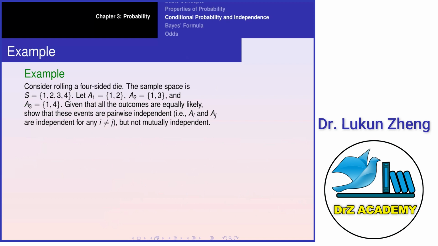Now let's consider another example. Consider rolling a 4-sided die. The sample space is 1 through 4, and A1 is {1, 2}, A2 is {1, 3}, and A3 is {1, 4}. Given all outcomes are equally likely, show that these events are pairwise independent, that is, Ai and Aj are independent for any i not equal to j, but not mutually independent. Let's consider firstly pairwise independence.